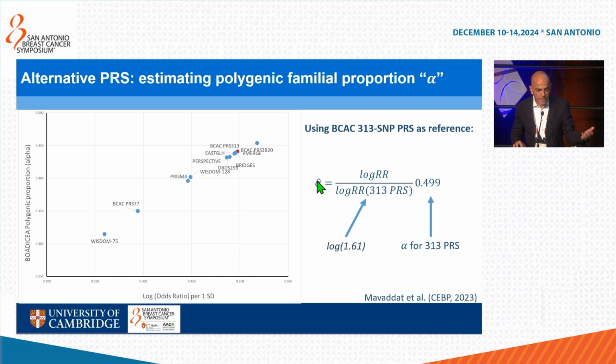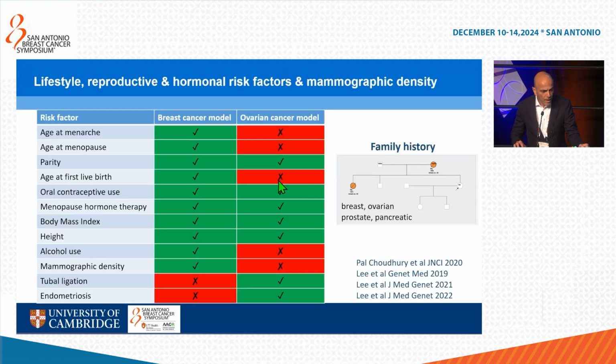There's an easy way to calculate this proportion that we published last year, and it has now been done for a number of different polygenic scores that are used in clinical implementation studies, including, for example, the IMAGE consortium here in the US and the WISDOM trial. And this is the final component in the models, the lifestyle, hormonal, and reproductive factors. You can see the list of risk factors that are included here, including mammographic density in the case of breast cancer, coded using the BI-RADS classification system.